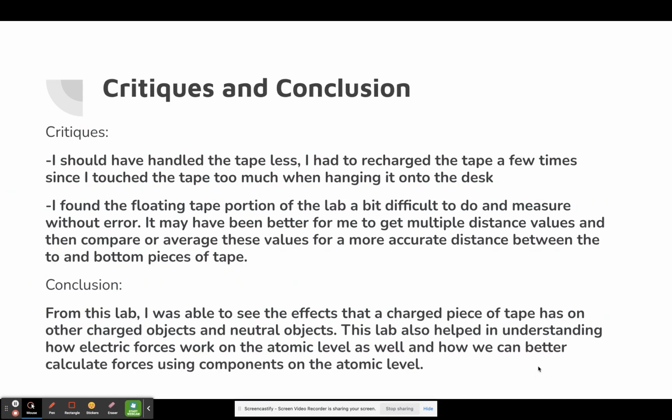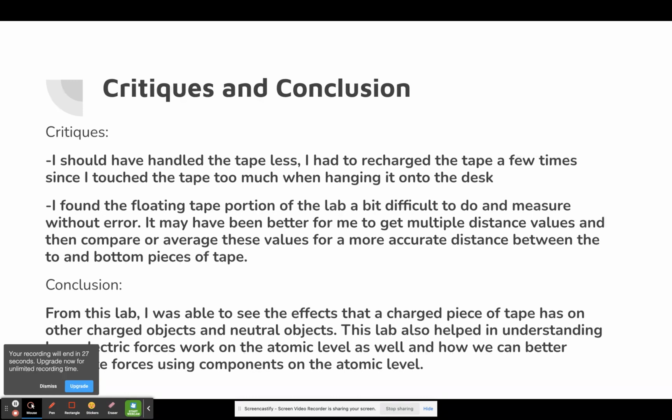For critiques and conclusions, my critique was that I should have handled the tape less. I had some trouble in the beginning with it sticking to me, and I had to recharge it a few times, but towards the end it did get easier. I also found that the floating tape portion of the lab was a bit difficult to do measurements without error. It was very hard to get an accurate distance between the top and the bottom when the top tape began to float.